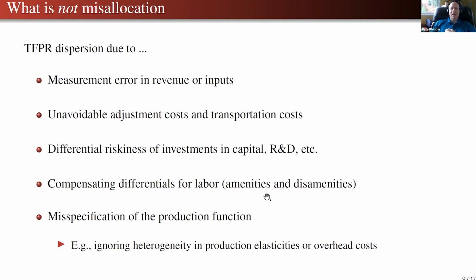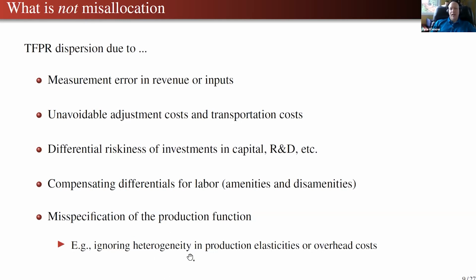So what might look like misallocation might be an efficient response to these amenities. And of course, one of the key things is as soon as you write down a production function, you're taking a stand on backing out the wedges. So any mistake you make there is going to flow into your wedge-implied misallocation. So that could be a source.